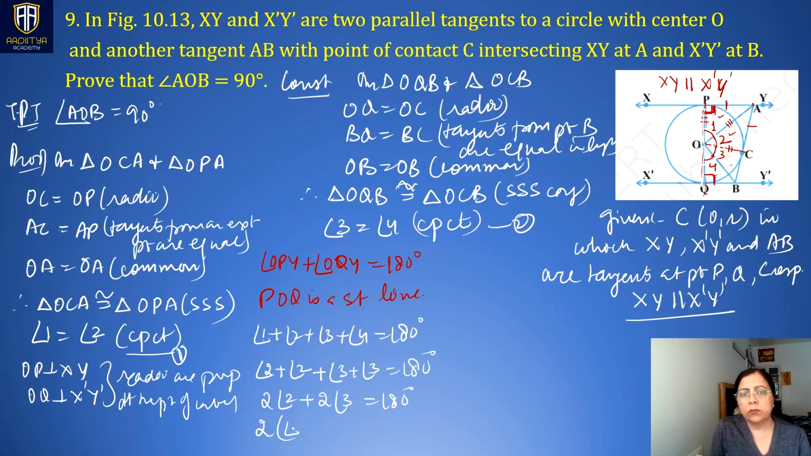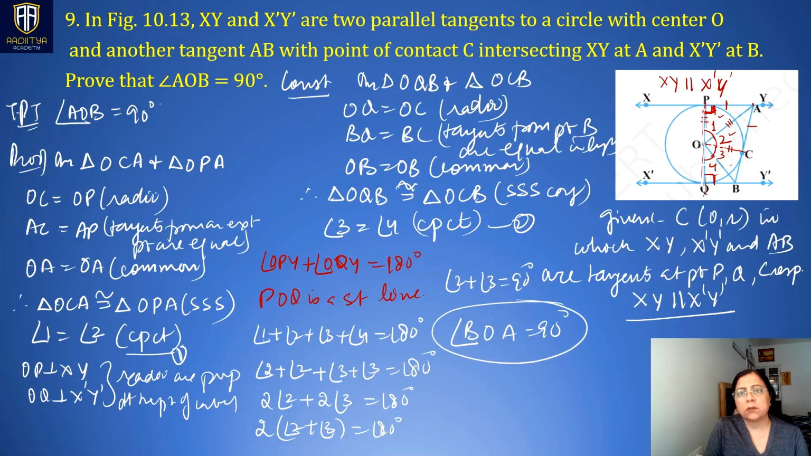So we have twice of angle 2 plus angle 3 is 180 degrees. That means angle 2 plus angle 3 is 90 degrees. What is angle 2 plus 3? Angle 2 plus 3 is angle BOA, which is 90 degrees. Right? So now we have proved that angle AOB is 90 degrees, what we had to prove.